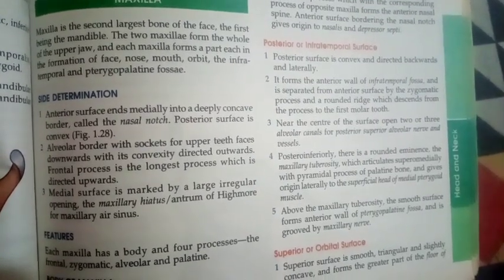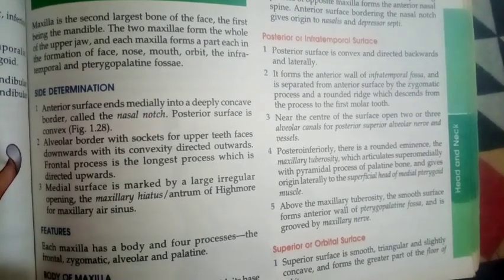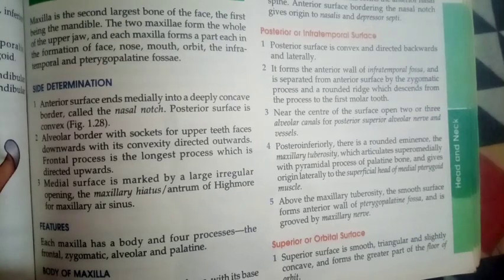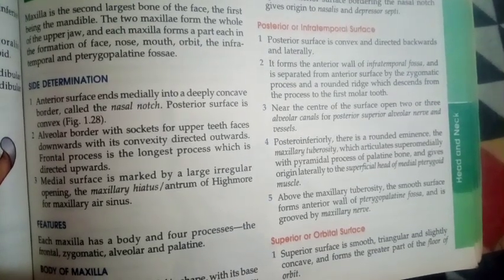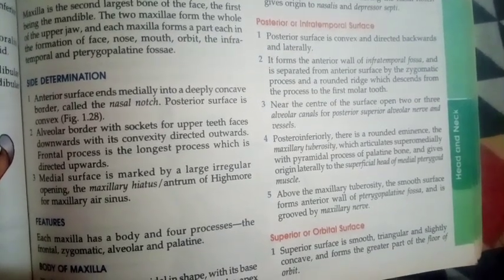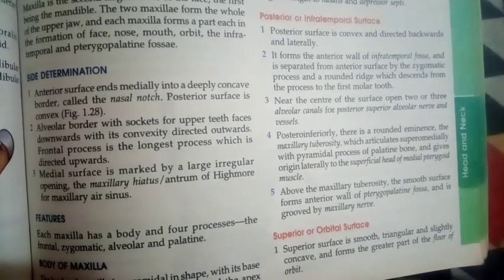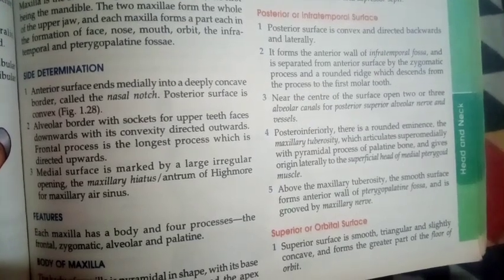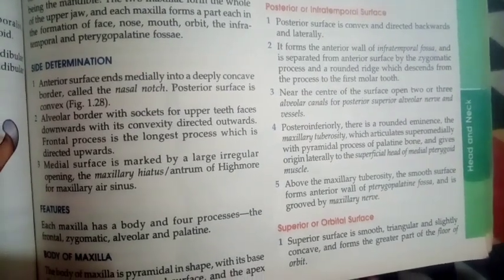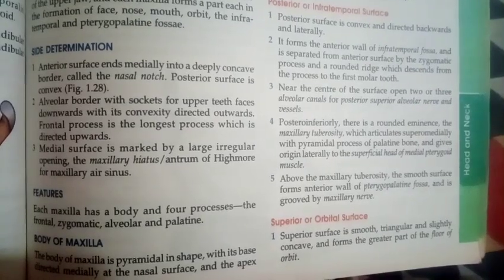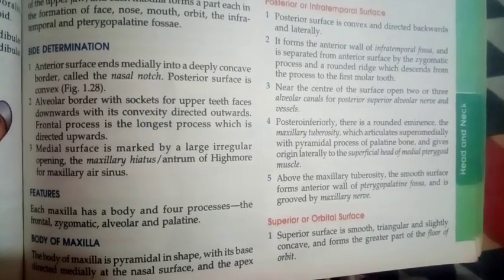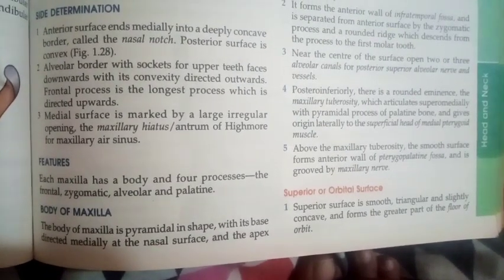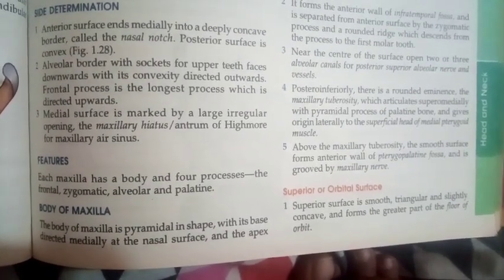Side determination: the anterior surface is directed medially into a deeply concave border called the nasal notch. The posterior surface is convex. The alveolar border with the sockets for the upper teeth faces downward, with its convexity directed outward. The frontal process is the longest process, which is directed upward. The medial surface is marked by a large irregular opening, the maxillary hiatus, the antrum of Highmore, for the maxillary air sinus. Features: each maxilla has a body and four processes: frontal, zygomatic, alveolar and palatine.